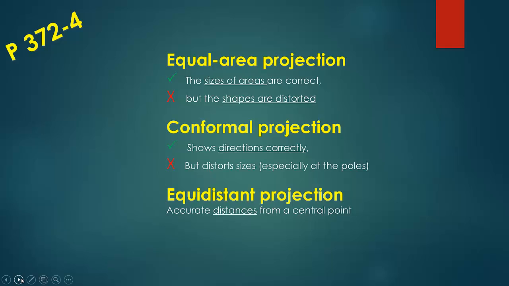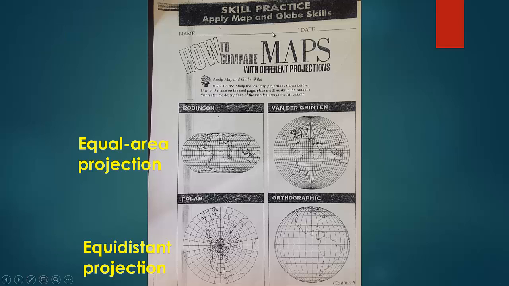So the three types of projections you need to know are equal area projection, conformal projection, and equidistant projection. Don't worry about studying the names, just know the definition. You need to know what a projection is and what a distortion is. Then you were given this worksheet. You need to know the 4 different types of maps. These are 4 different ways that we can draw the Earth.